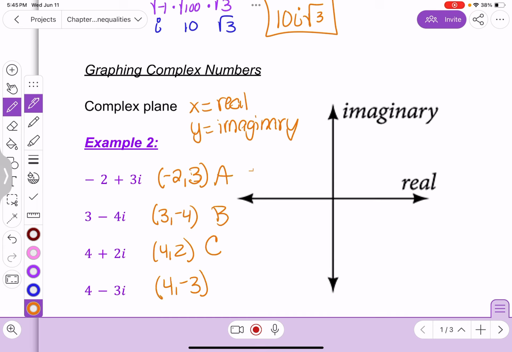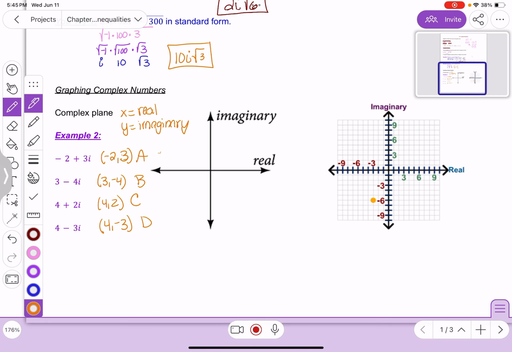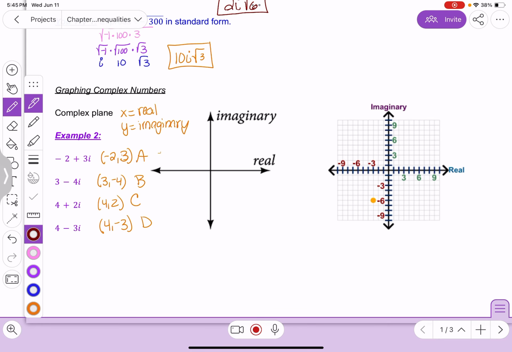So if we call these A, B, C, D, we'd graph them just like regular points. So we'd go negative 2 on the real part, up 3 on the imaginary part, that's A. 3 on the real part, down 4 on the imaginary part, that's B. And then 4 on the real part, up 2 on the imaginary part, that's C. 4 on the real part, down 3 on the imaginary part, that's D. 4, 3, yep, that's D.